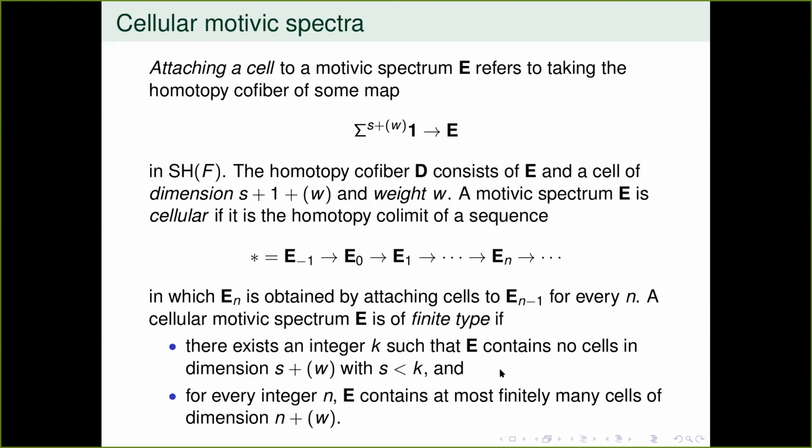First of all, the simplicial dimension of the cells that are attached, they start somewhere. You do not attach cells of arbitrarily negative simplicial dimension. And for every simplicial dimension n, you have at most finitely many cells. Yeah, so this is, I think, the usual finite type condition that you have also in topology, and now applied to the cellular motivic spectra.